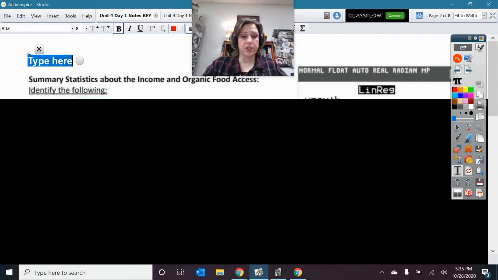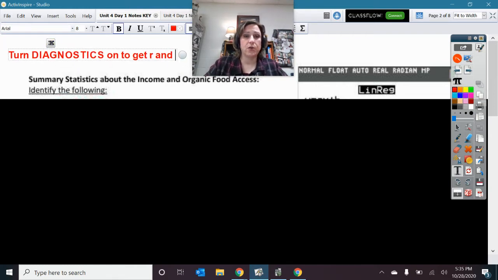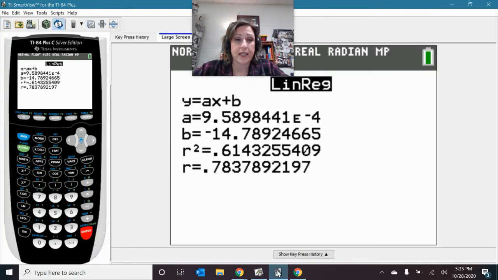We need to, in order to get those things, turn the diagnostics on. And so that's what we're going to do. Turn diagnostics on to get the R and the R squared. Now, let's go ahead then and show you how to do that. There are 2 ways. And again, if you have an updated operating system, you've got it easy. So let's see where that's located.